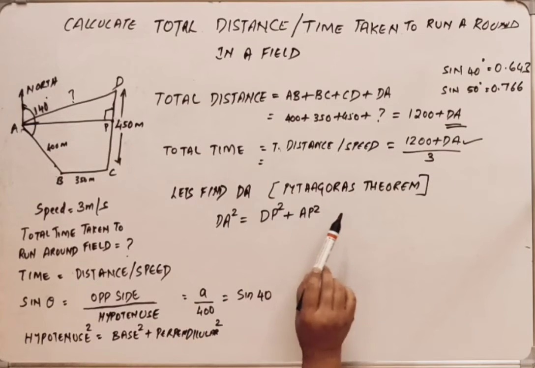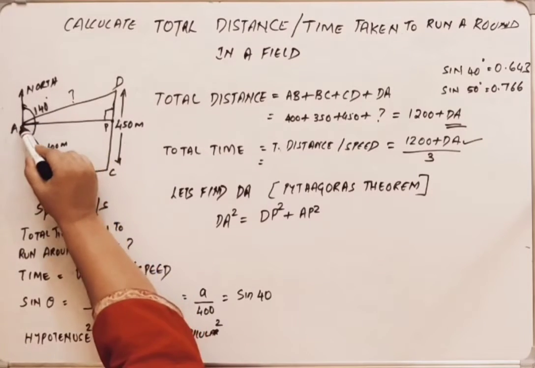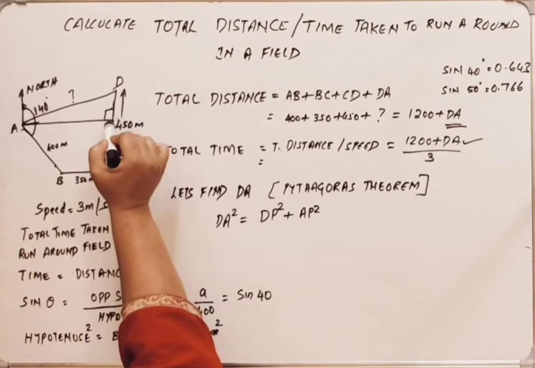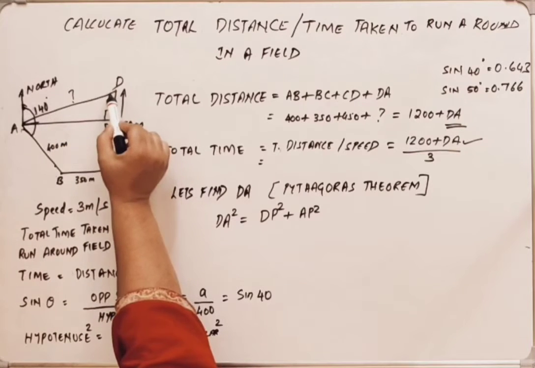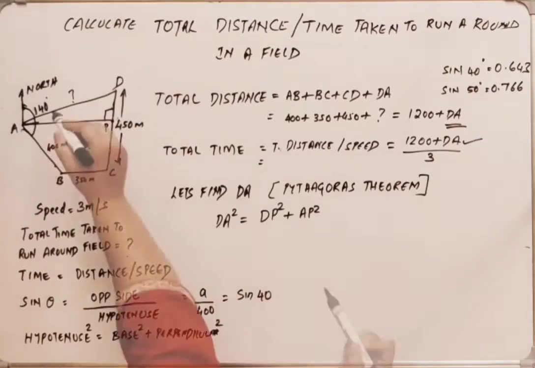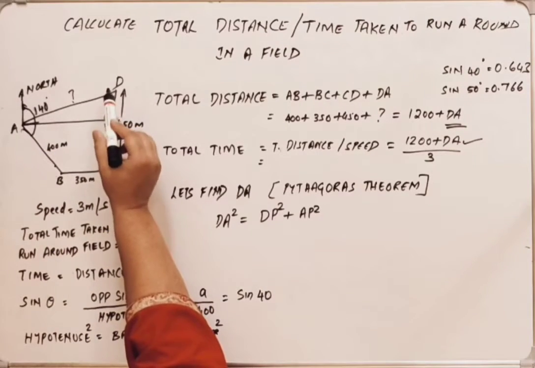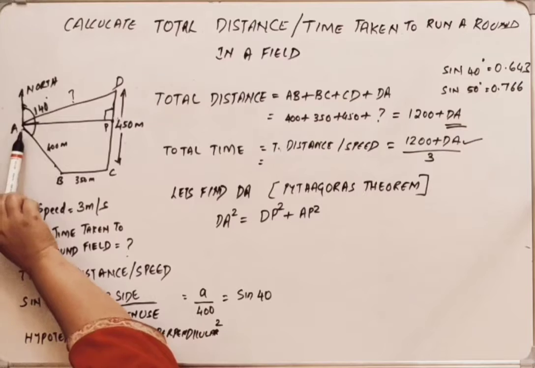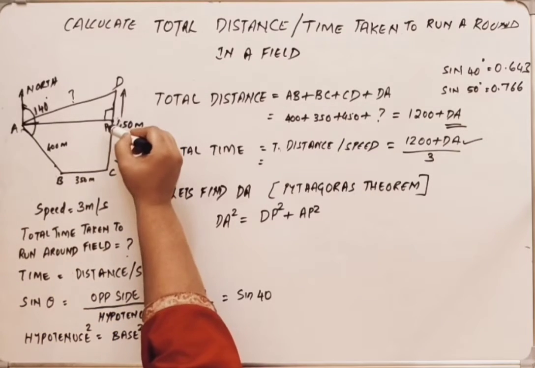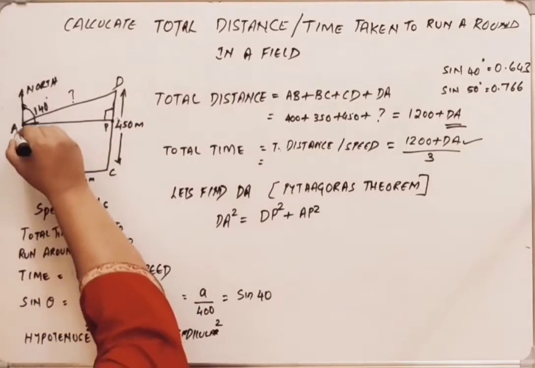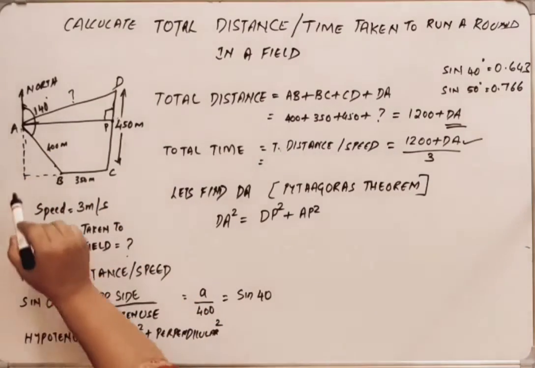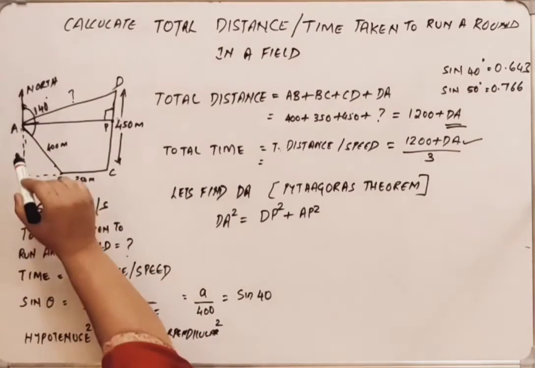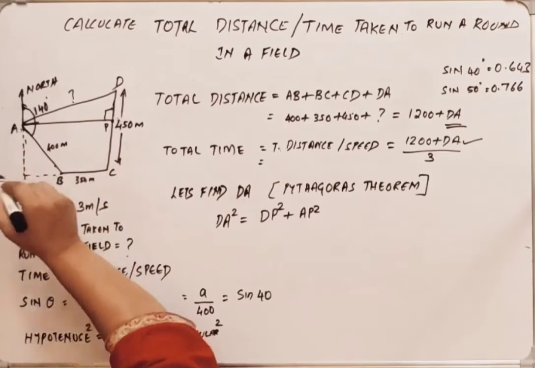So DA we can calculate using Pythagoras theorem, because we know that ADP is a right angle triangle. So we can find the length of this hypotenuse, which is nothing but AD. Now how do we get this hypotenuse length? For that we need to know AP and DP lengths. Let's visualize that: let's extend this line and extend this horizontal line. So we can see that there is a right angle triangle here, which will completely form a rectangle.